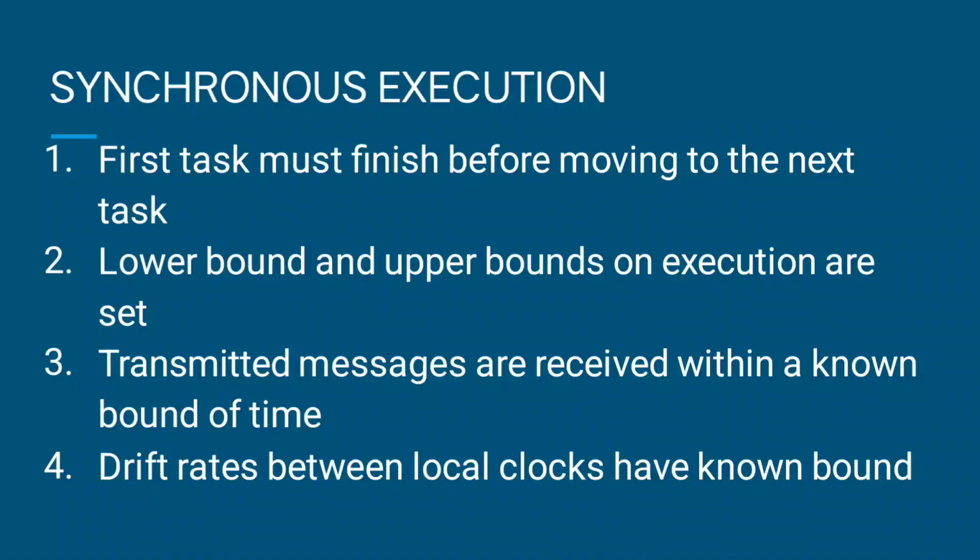For example, if the message has to be delivered within 10 milliseconds to 15 milliseconds, the lower bound is 10 milliseconds and the upper bound is 15 milliseconds, so that the message is transmitted within a known bound of time. In synchronous execution, the drift rates between the local clocks have a known bound. The drift rate refers to the difference between the times in the local clocks.